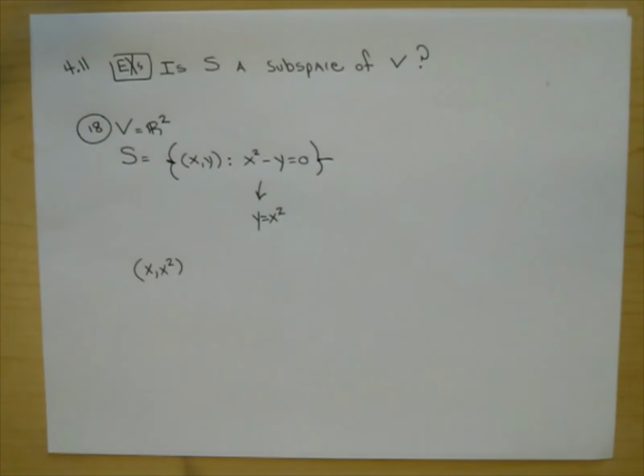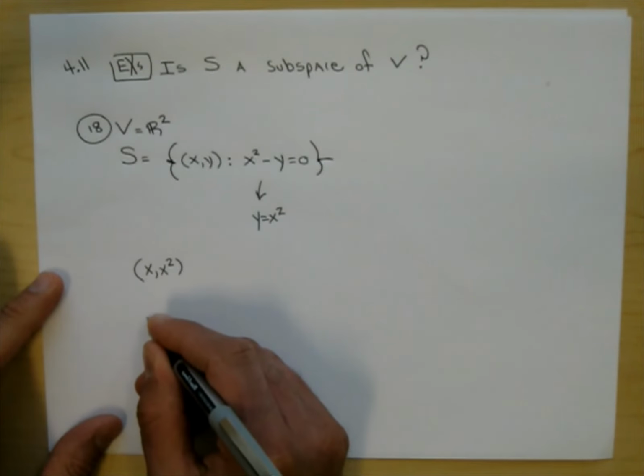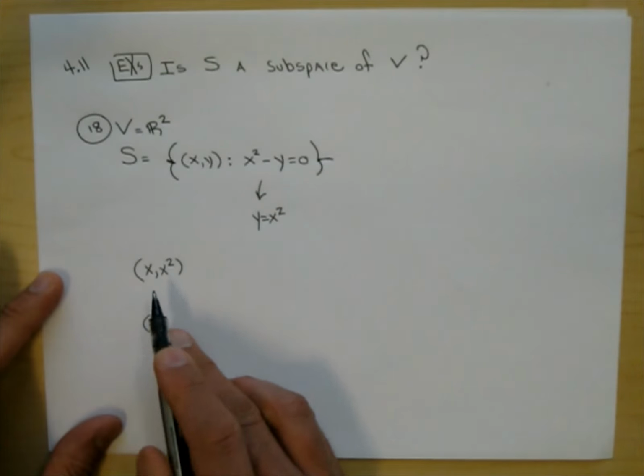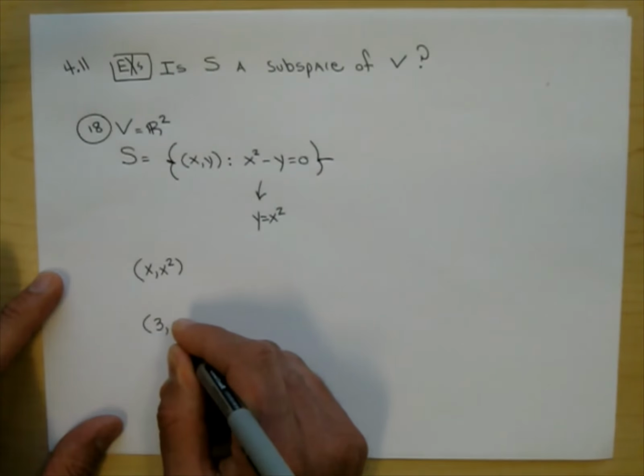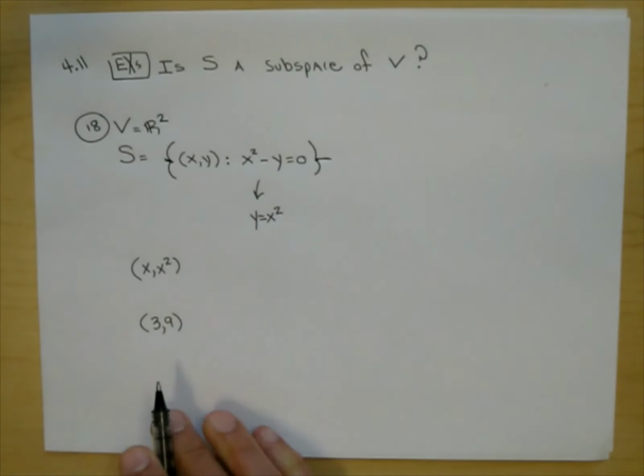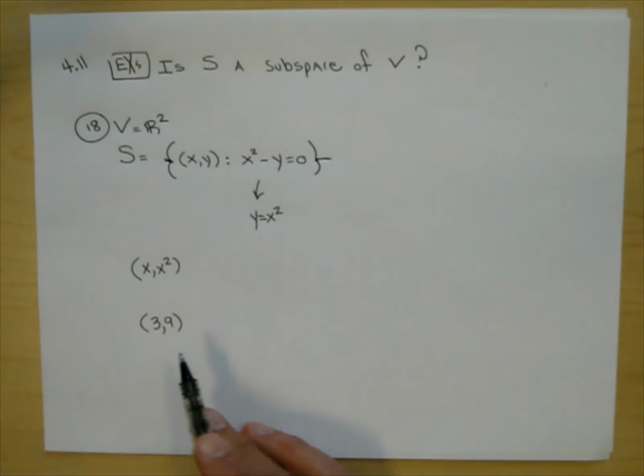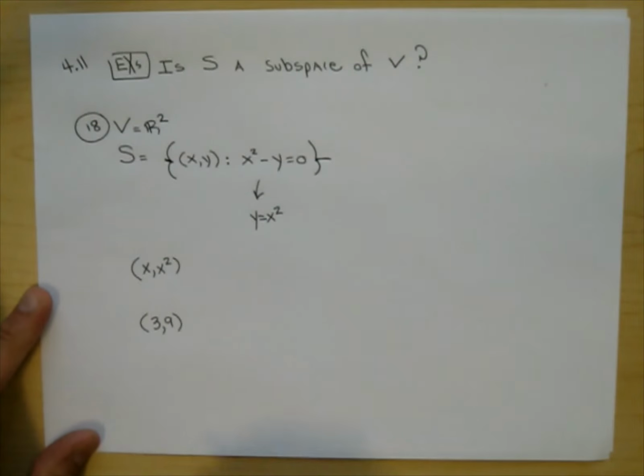Okay, can we break any of the closure axioms? Addition, is it closed under vector addition? Is it closed under scalar multiplication? Let's just go ahead and pick something that lives in that set. Okay, in set S, which would be maybe 3, 9. So could I break this by maybe multiplying it by a number?